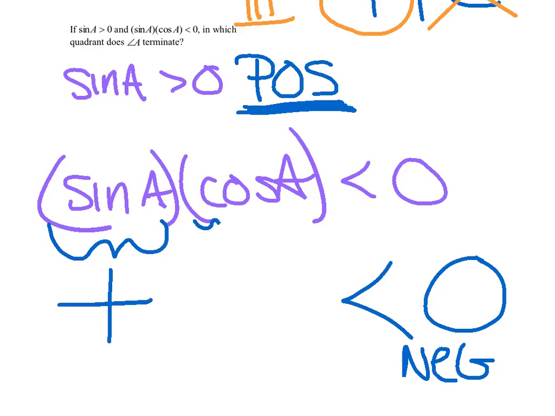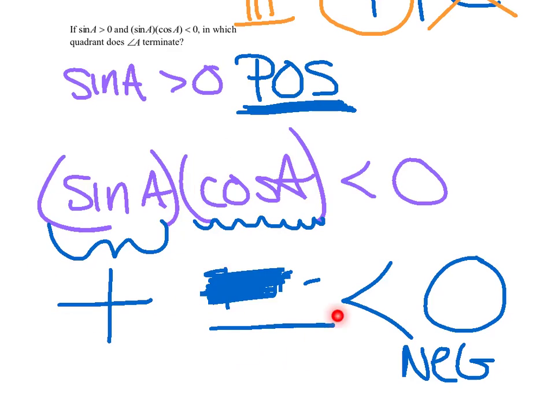So what does the cosine of A have to be? Is it going to be positive or is it going to be negative? Well, let's pretend it's positive. What's a positive times a positive going to get you? A positive. Well, clearly that's not negative. So it's not going to be positive. Cosine A is going to have to be a negative value because I need a positive times a negative to get me a negative.